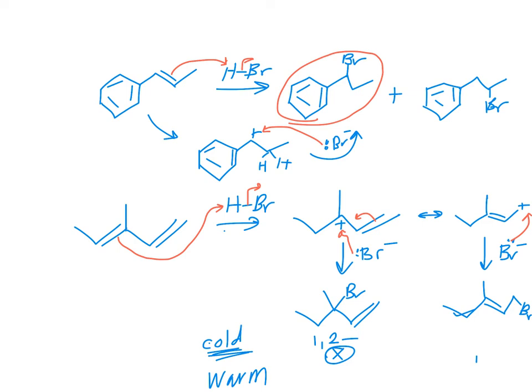Where this, what would we call this one? It just has 1 carbon attached. We call it a monosubstituted. Okay? So, under warm conditions, this one would be formed over here. This is the 1,4 addition. Okay? This is thermodynamic control. This one is kinetic control.